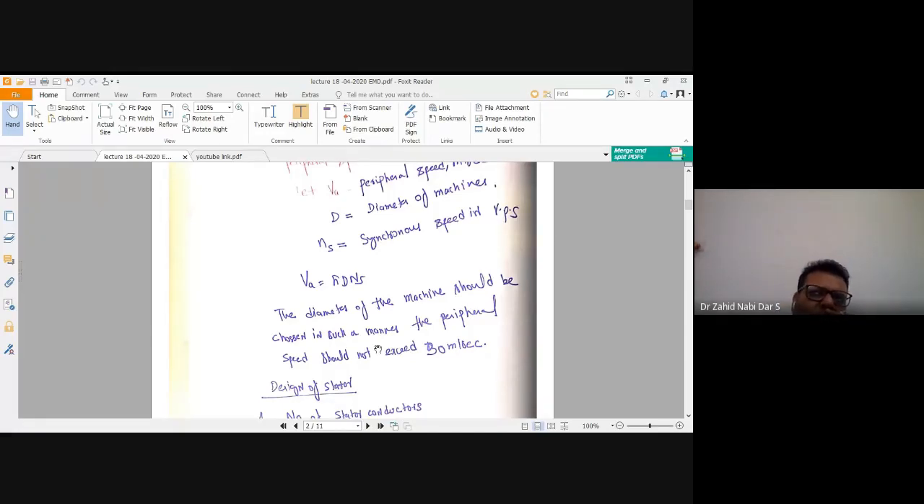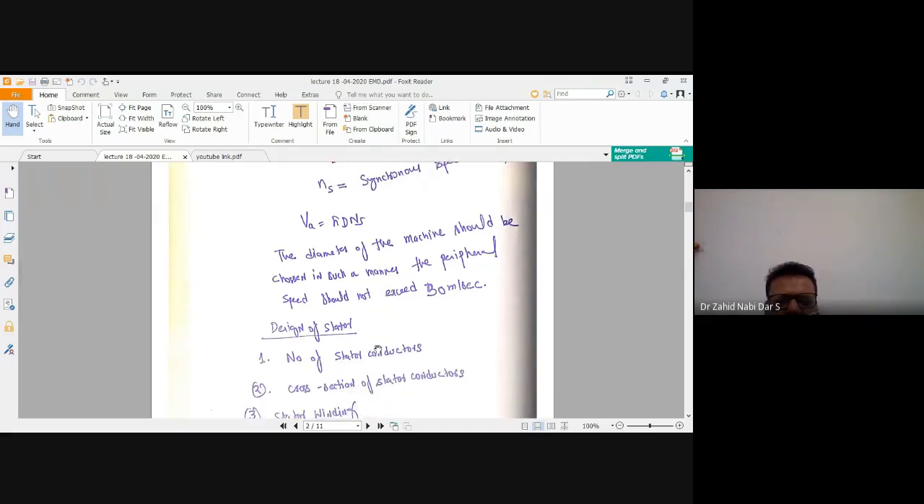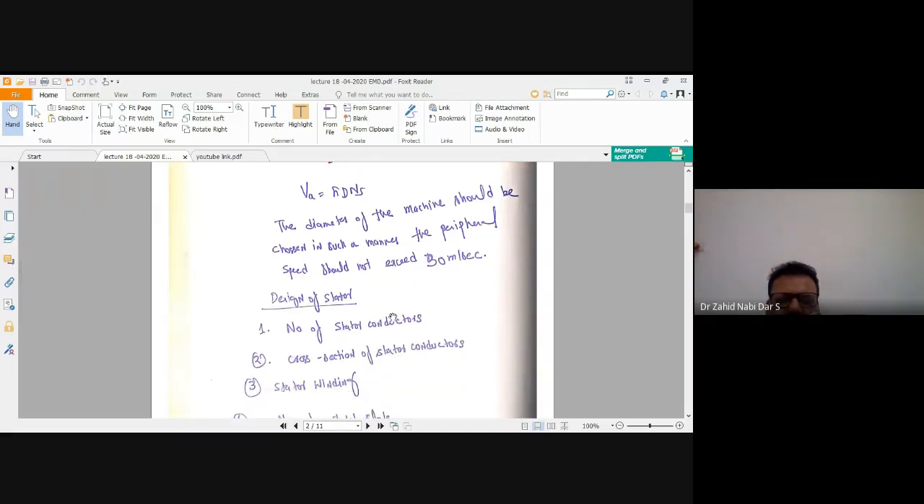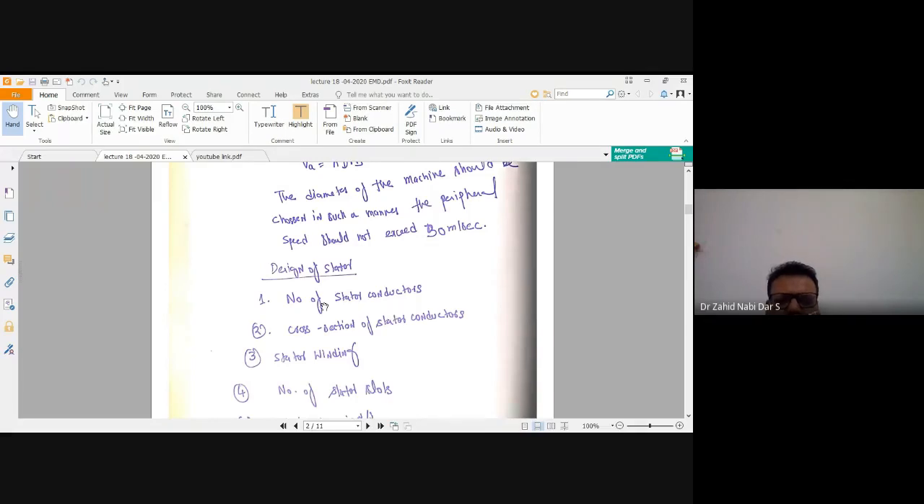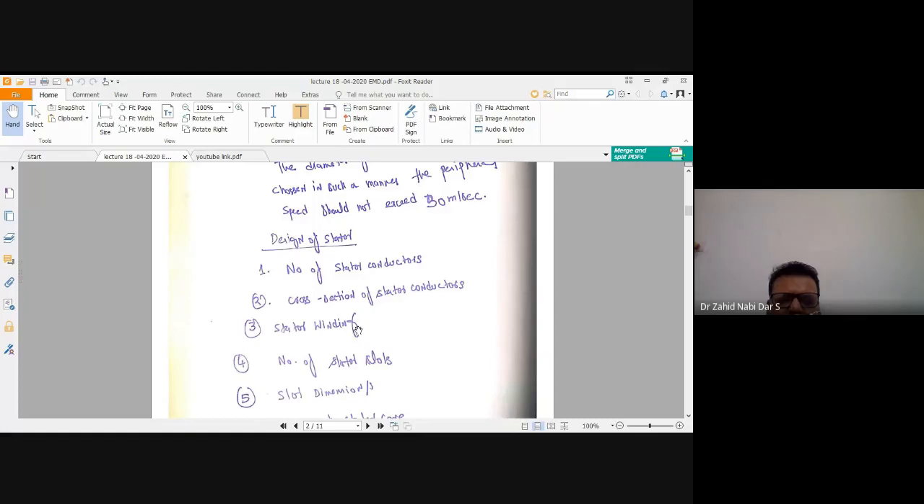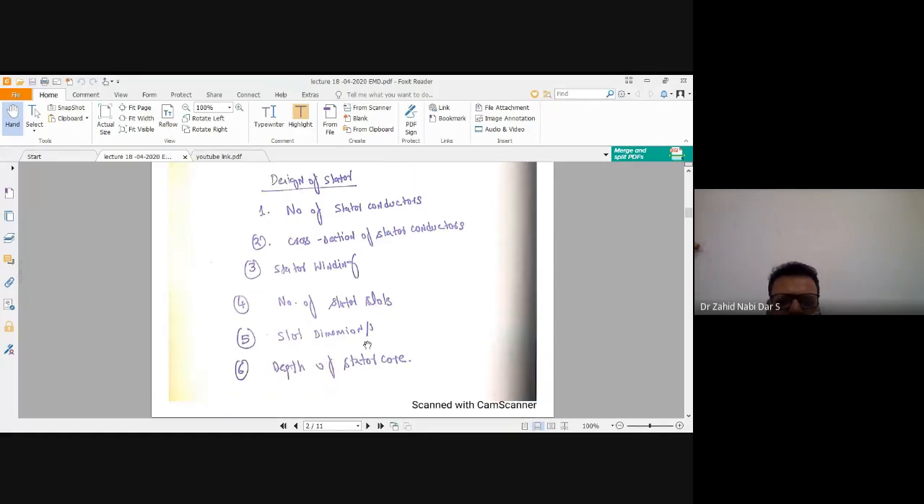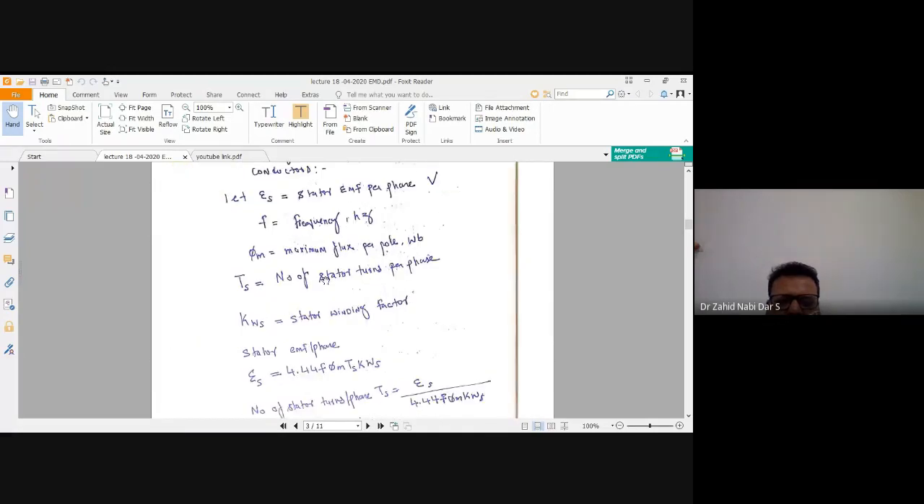With this basics you can understand it very easily. So this is for the design of stator. You have certain criteria: number of stator conductors, cross section of stator conductors, stator winding, number of stator slots, slot dimension, depth of stator core. Number of stator conductors you already know. You have to calculate the value of TS, the number of stator turns per phase. One conductor is equal to two turns, so ZS would be equal to 2 times TS.